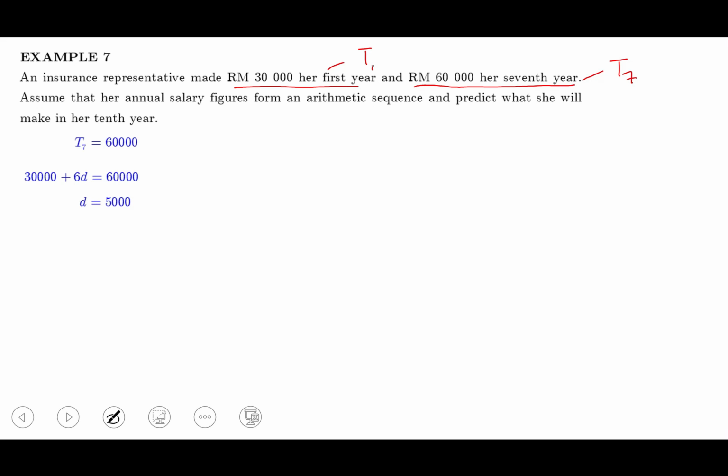The question asks to predict what she will make in her 10th year. This means we have to find T10. And to do so, we have to substitute our n equals 10 into our Tn formula with our A and D found previously to get 75,000. So in her 10th year, she earned 75,000 ringgit Malaysia. And we're done.